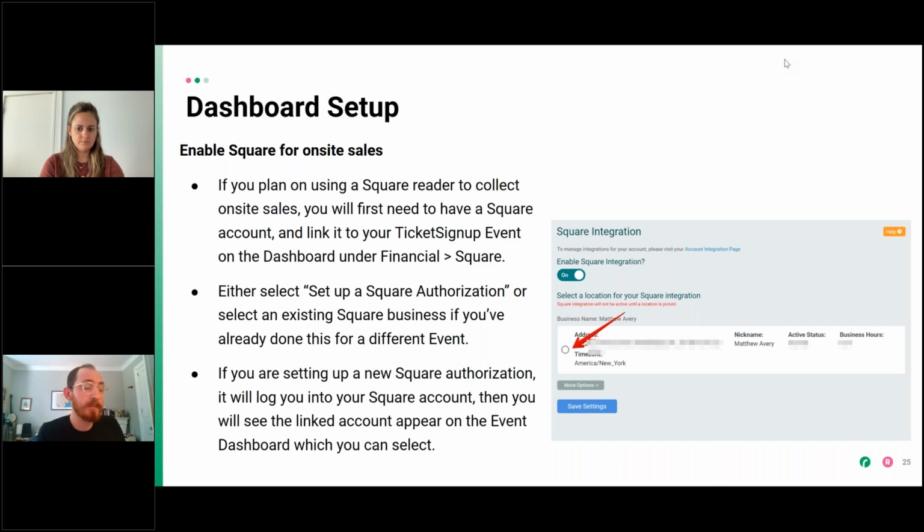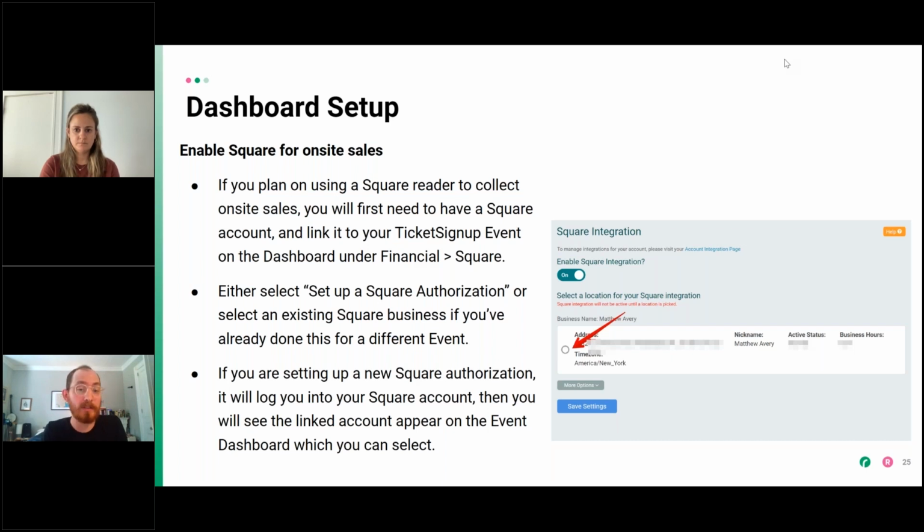Next, the other step you could do right now is to set up a Square. So if you are using or planning on using a Square to collect on-site sales, you do have to first set up a Square account and you link it to your TicketSignup event on the dashboard under Financial Square. So if you haven't set up a Square account, it's pretty easy to do so. It took me like 5 minutes, if that. We use these little Square contactless readers that work fantastic. And to use them, you have to set up an account.